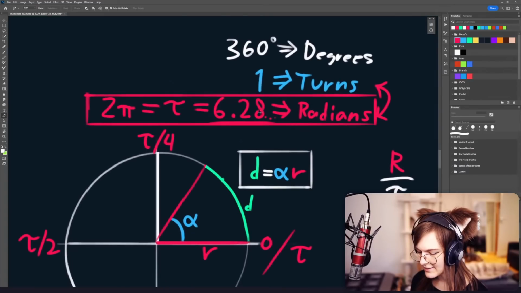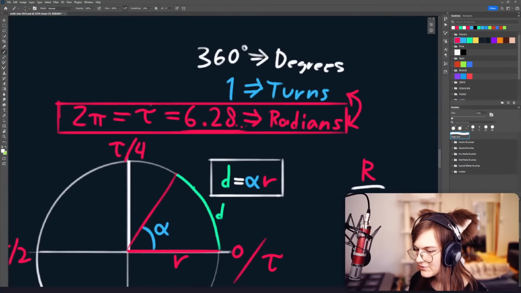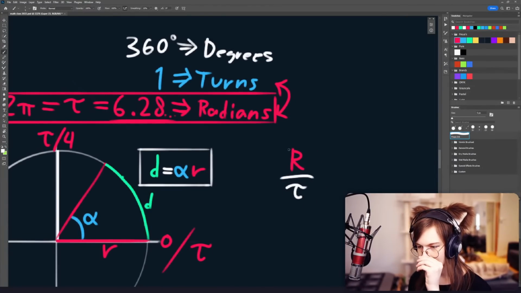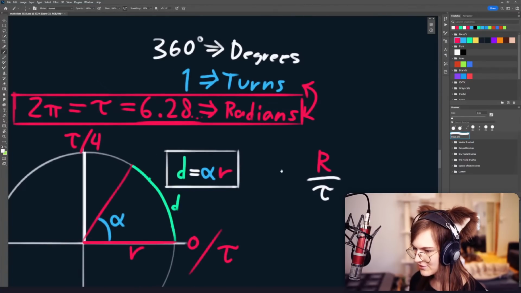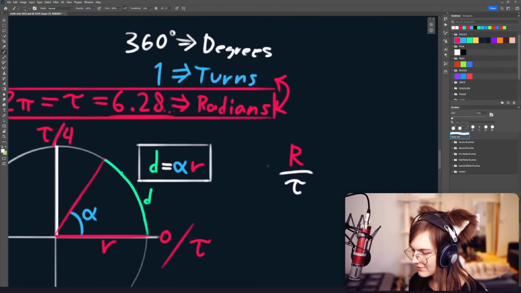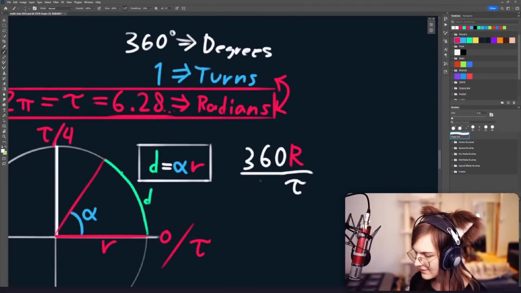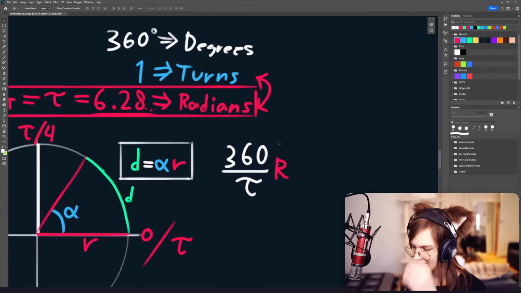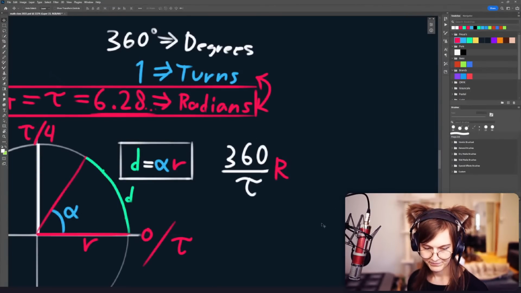Because if your radians go from 0 to tau, if you divide it by tau, you're normalizing it, putting it into the 0 to 1 range, and so this gives you turns. And then from turns to degrees, you're just multiplying by 360. So 360 times your radian value divided by tau, or just 360 divided by tau times your radians. So this is radians to degrees.